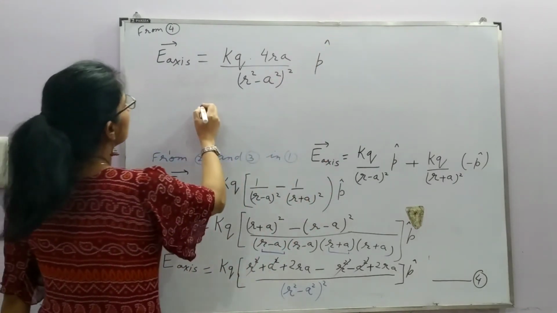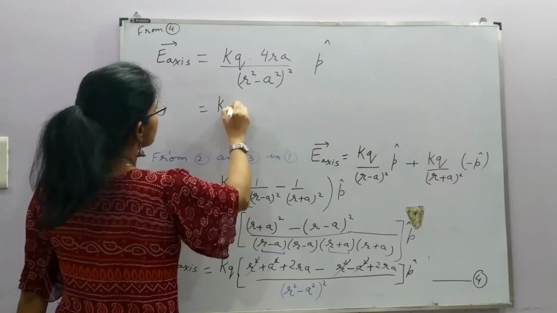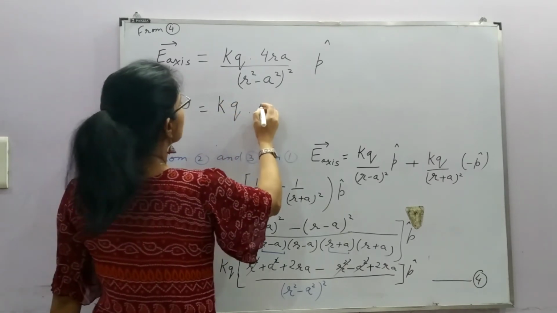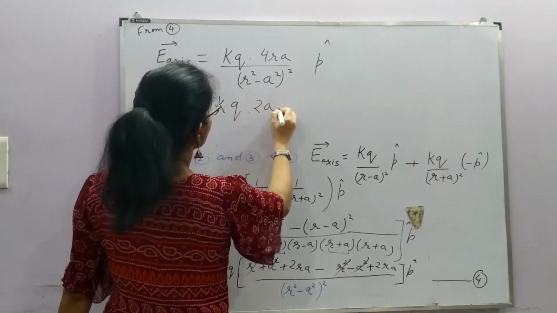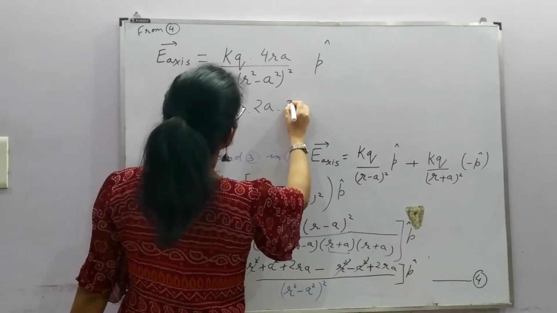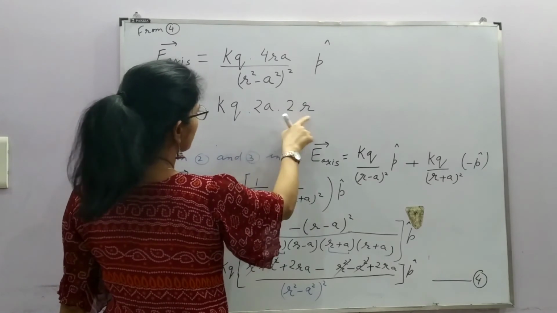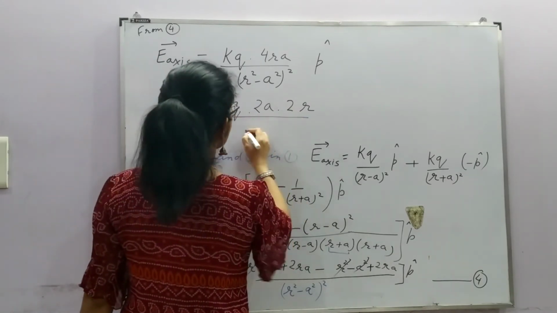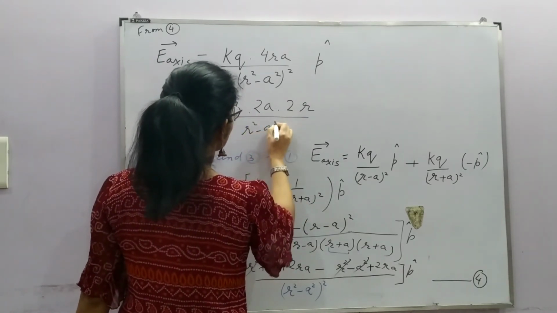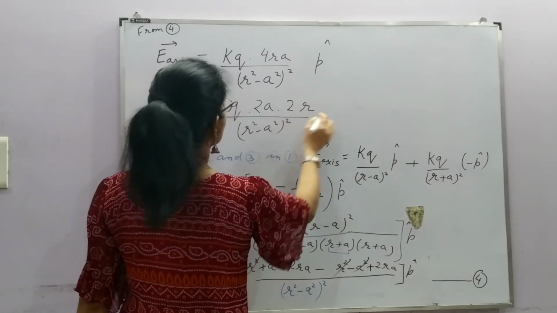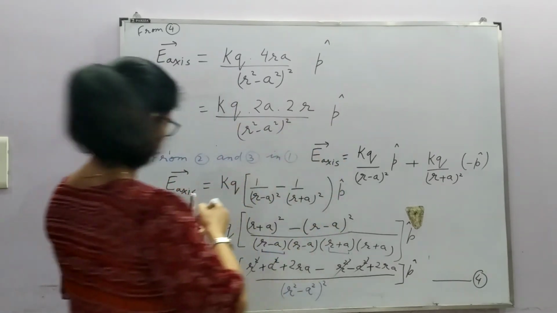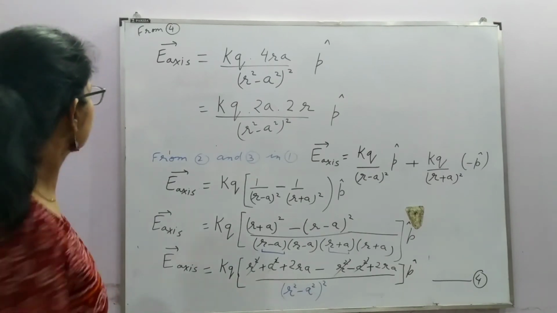Now we can write this like this, 2A into 2R. 4RA can be broken down into 2A into 2R, and this can be written as R square minus A square to the power 2 into P cap. I hope this is clear.